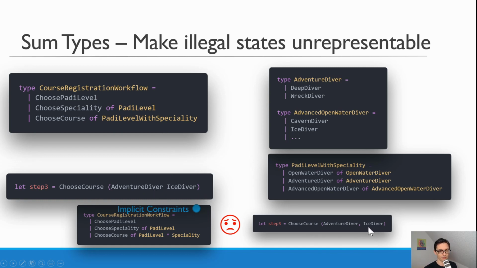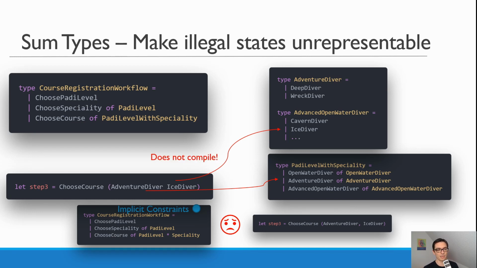So when we're actually doing this, then we need to call it like this. It's not a tuple in here anymore because it's just one parameter. And we say, okay, we say choose course, which needs a party level with a specialty. These are those here. And we choose the adventure diver. And then we need to instantiate it with the case of the adventure diver type. And in this case, we use the ice diver. So this is not compiling. We don't need to write a unit test anymore because we can't compile this code. It's just not working. I can't put this in there. And this is really nice because those types just don't mix.